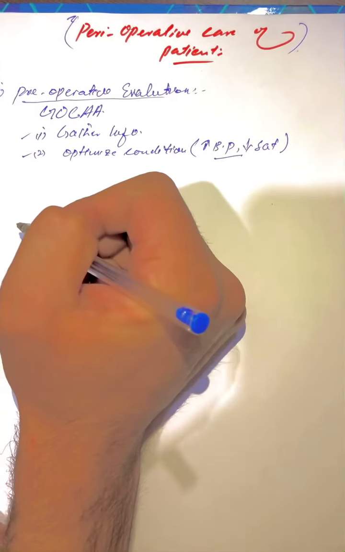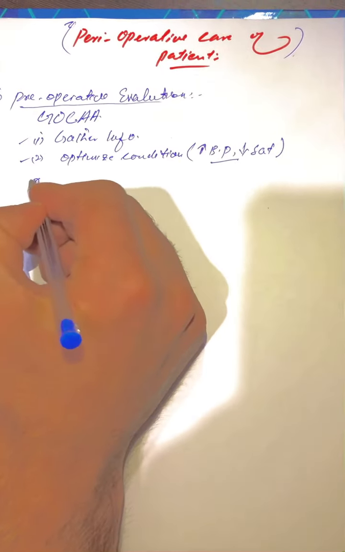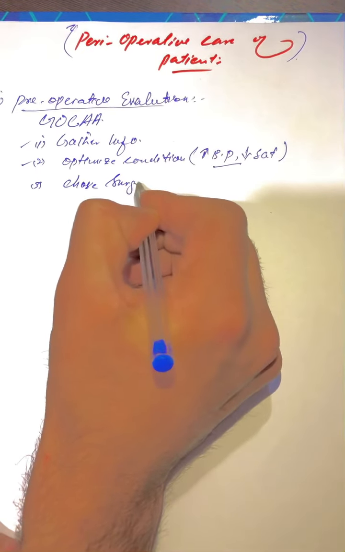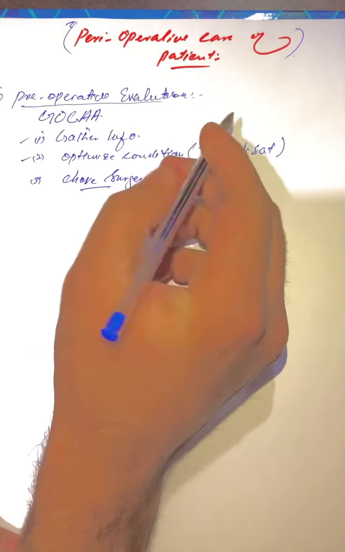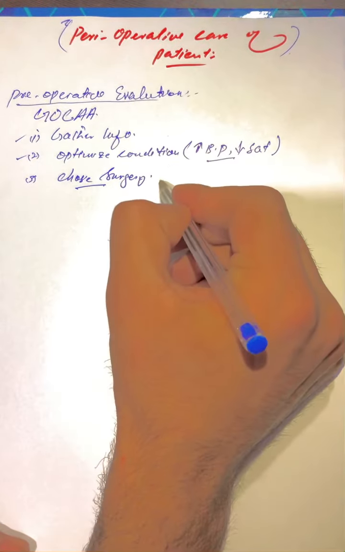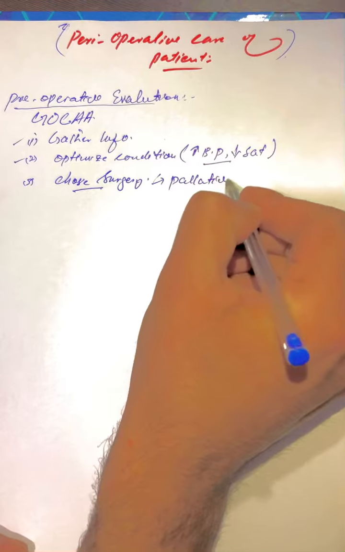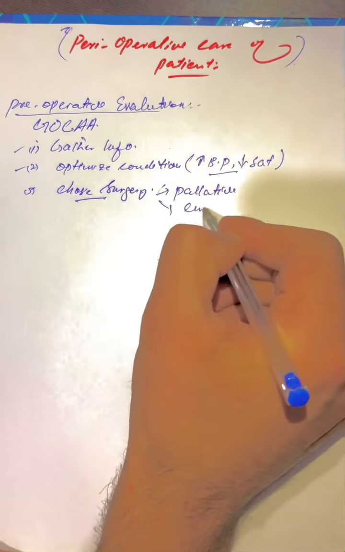The second is optimize the condition of the patient. And the third one is choose surgery. Choose surgery means which surgery we will have to do. Like there are two types of surgery. The first one is palliative surgery, and the second one is curative surgery.